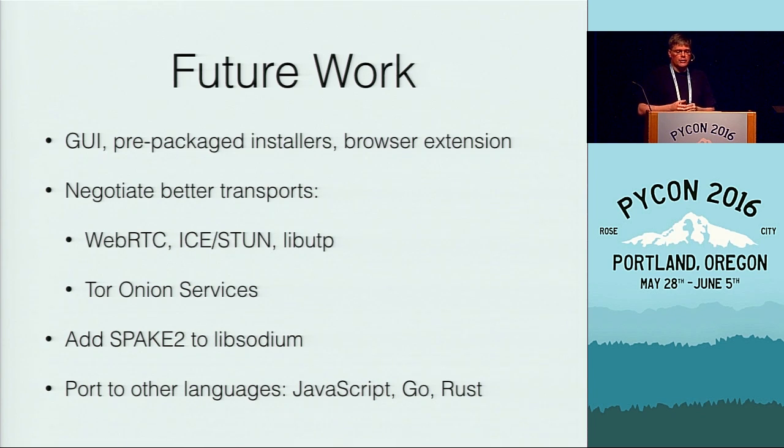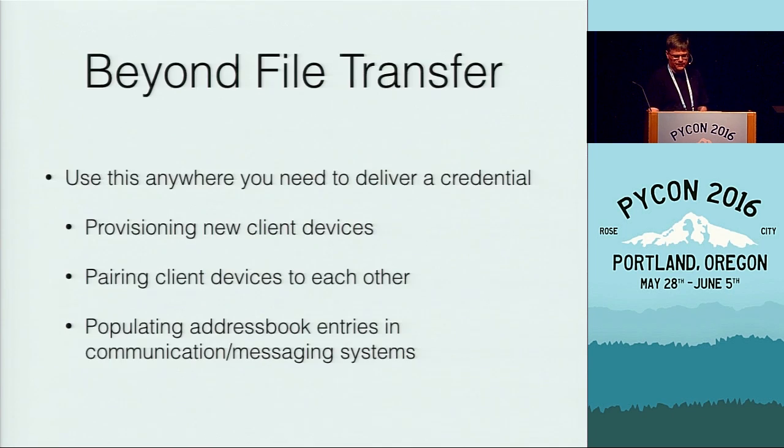I'm looking to add to the range of transports that it can do. Two browser-based implementations could totally use WebRTC to connect to each other and avoid having to use my relay server. Other people smarter than me have already figured out all of the STUN, TURN, ICE kinds of stuff, so we should be able to take advantage of that. Running this over a Tor onion service is a great way of bypassing the NAT barriers. I'm hoping to try and get the SPAKE2 algorithm added to libsodium, and that'll make it easier to extend this to other languages, so that there are Go bindings and Rust bindings and JavaScript bindings to libsodium, and this would make it easier to write a client for this in those other languages. And then I'm really interested in seeing this used beyond file transfer.